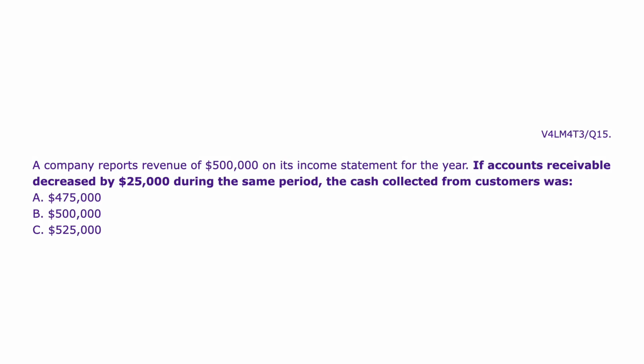A company reports revenue of $500,000 on its income statement for the year. If accounts receivable decreased by $25,000 during the same period, the cash collected from customers was A. $475,000, B. $500,000, C. $525,000.